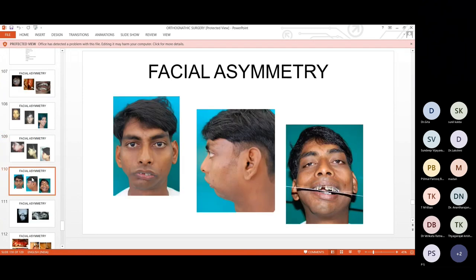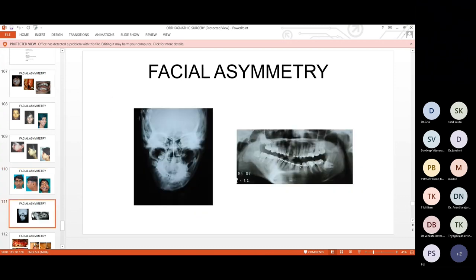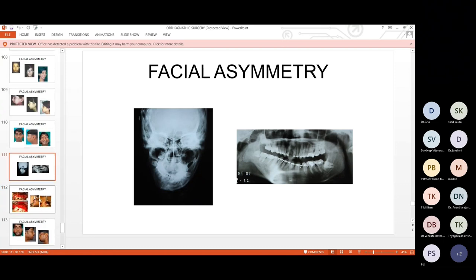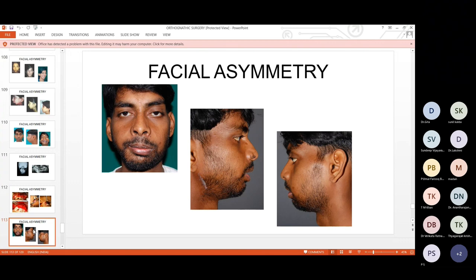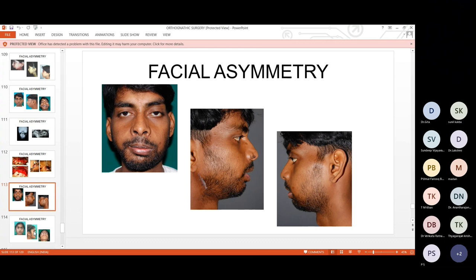This is one of the most difficult ones, where the occlusal cant is a little bit difficult to correct. You can see how it will look. BSSO works very well in these procedures. We did a maxillary osteotomy and then an inverted L for this patient, and it works out very well. This is how the procedure is done, giving good results.